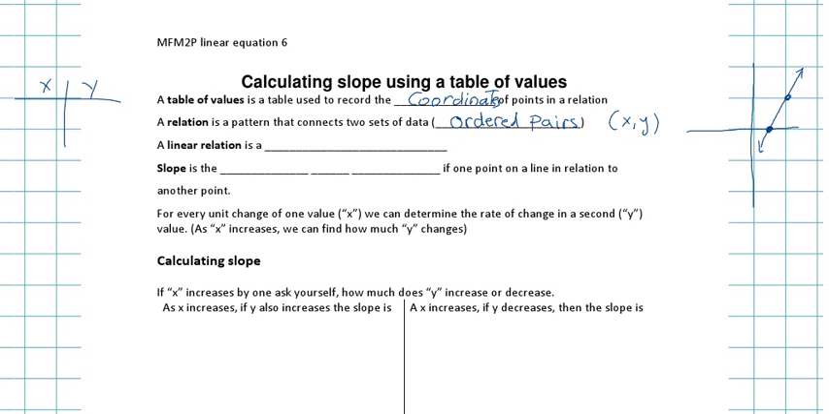So how does a linear relation look on a graph? What would it look like? A straight line. Okay? So a linear relation is a straight line.